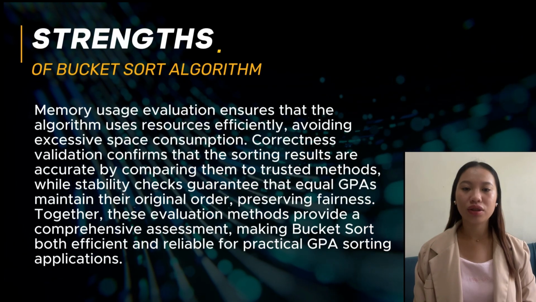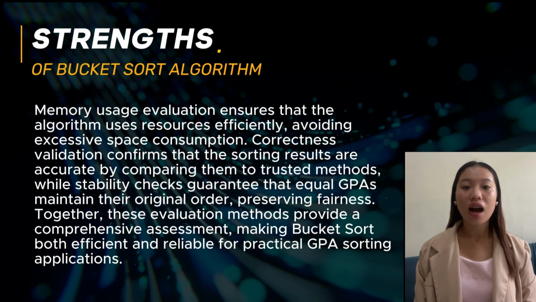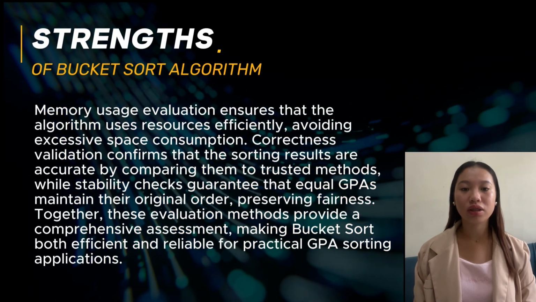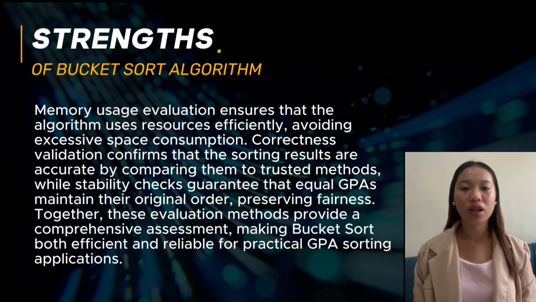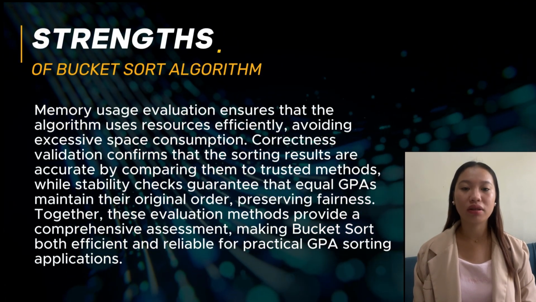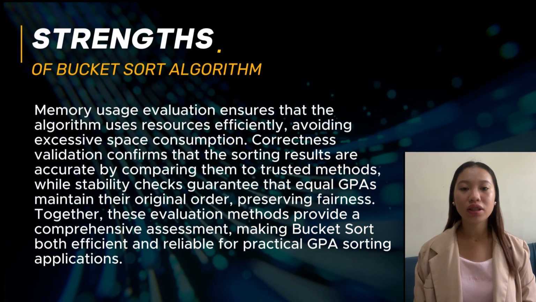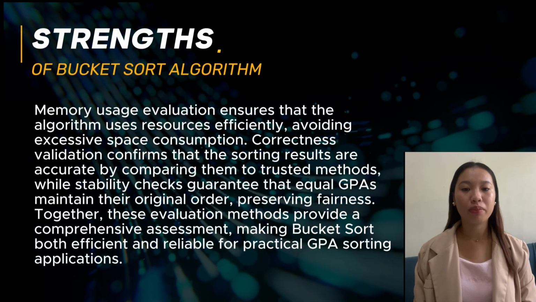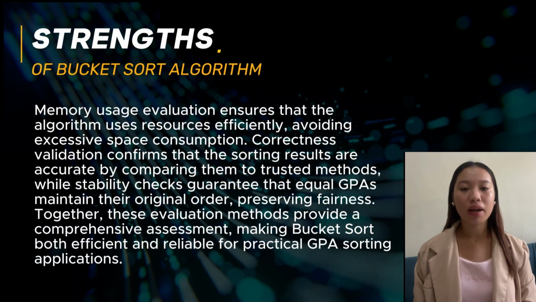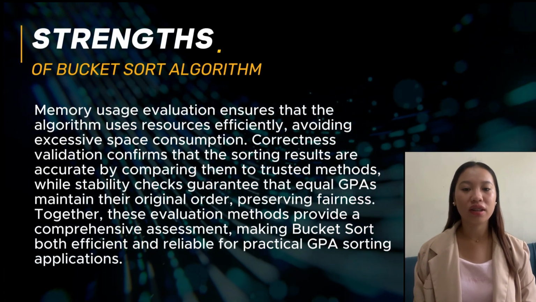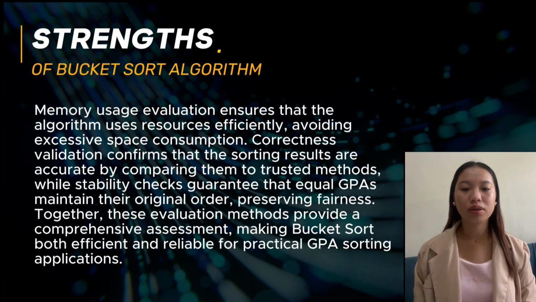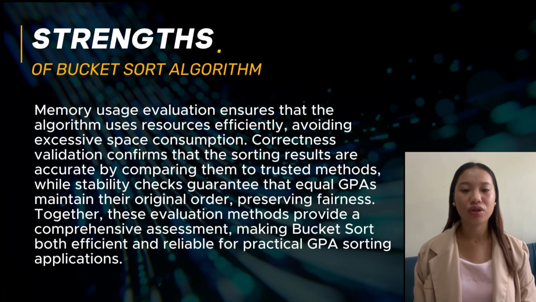Correctness validation confirms that the sorting results are accurate by comparing them to trusted methods, while stability checks guarantee that equal GPAs maintain their original order, preserving fairness. Together, these evaluation methods provide a comprehensive assessment, making bucket sort both efficient and reliable for practical GPA sorting applications.